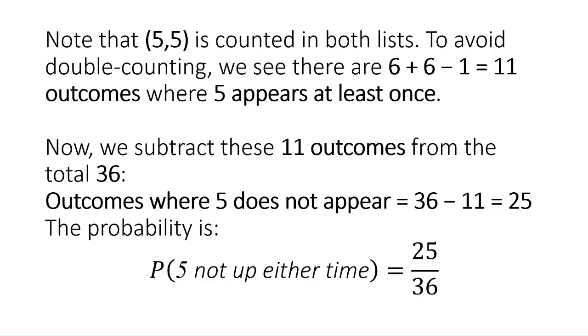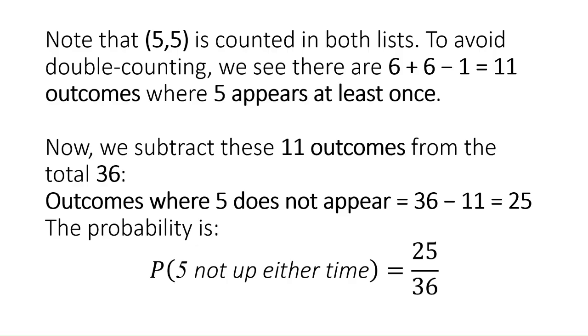We need to note that 55 is counted in both lists. To avoid double counting, we see that there are only 11 outcomes where 5 appears at least once. Actually, it seems like 12, but we exclude 55 once because we need to remove the double counting. In both lists 55 appears, so we consider it only once. That is why the total number of outcomes where we see 5 at least once is 11.